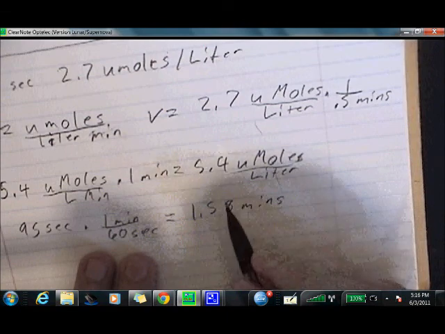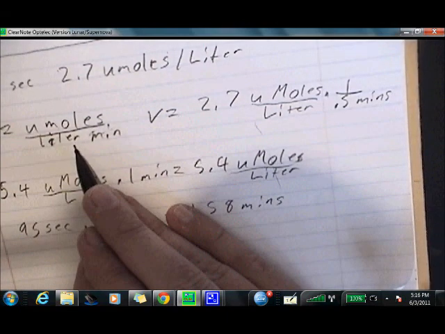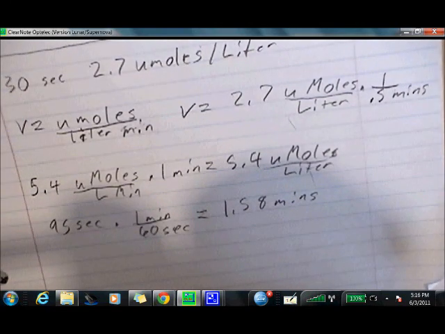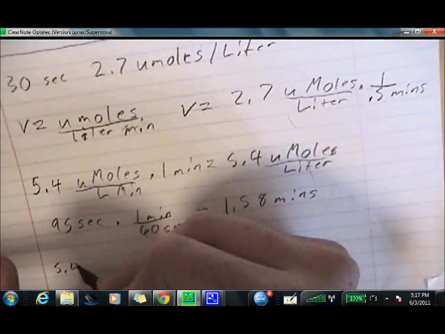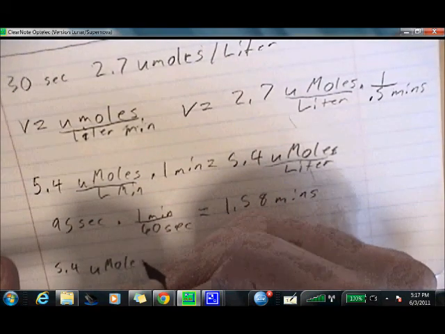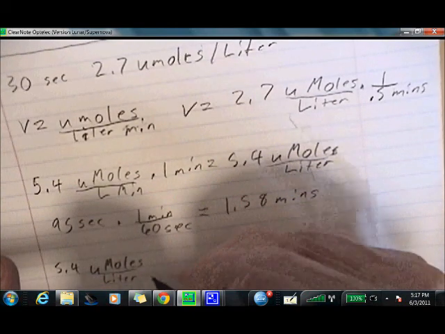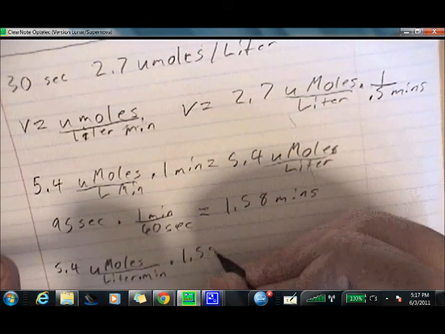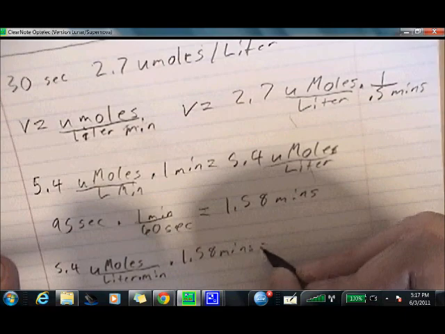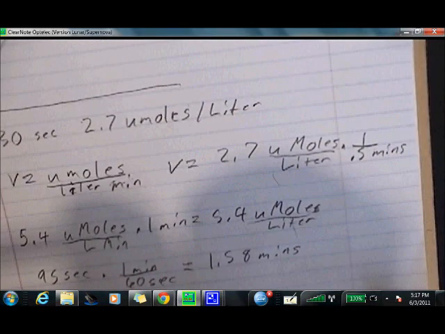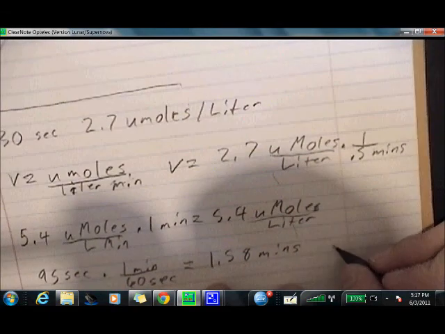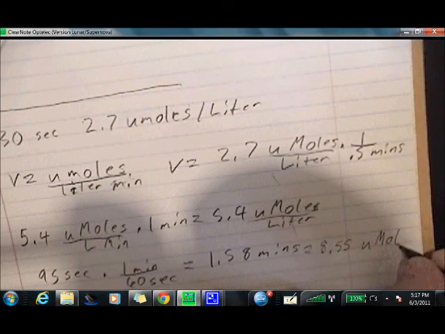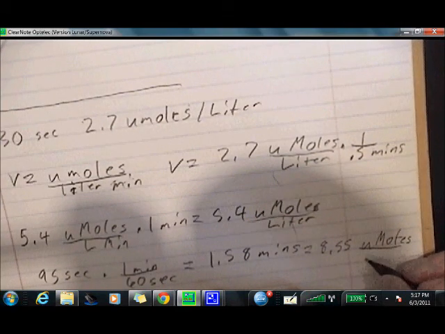Okay. Then we're going to take our velocity and multiply that by our time. So our velocity is 5.4 micromoles per liter per minute, times 1.58 minutes. It's going to equal 8.55 micromoles per liter.